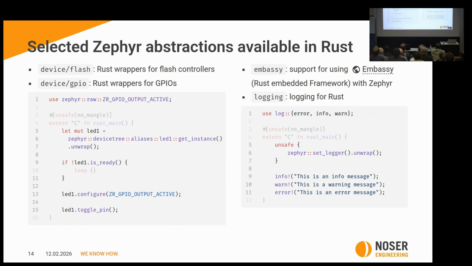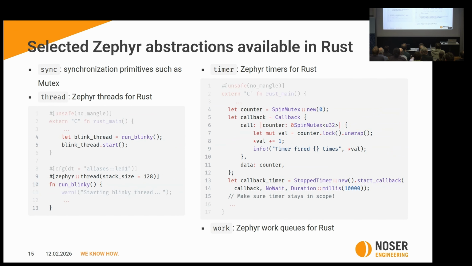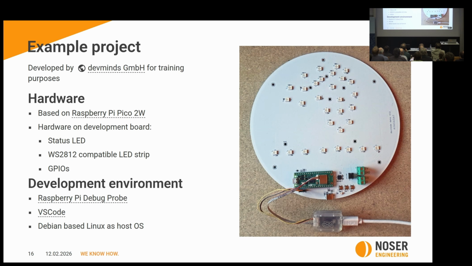Now, I have just some examples. I will probably go through them quite quickly because of time, so that we have some time for the second part. You can use GPIOs, logging. It's just some examples here. You can read it up later on. You can create threads. There's already things available to use Zephyr timers from Rust. You can use work queues and so on.